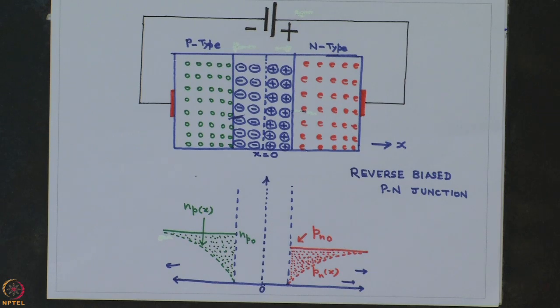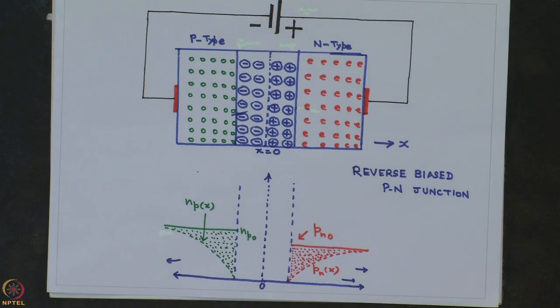In reverse bias, the P side is connected to the negative terminal of the supply or the battery, while the N side is connected to the positive terminal of the battery. For these conditions, the holes on the P side move towards the left, attracted towards the negative terminal of the battery. Similarly, electrons on the N side move towards the positive terminal of the battery. Thus, both holes and electrons move away from the junction. As the holes and the electrons move away from the junction, the depletion layer width increases.